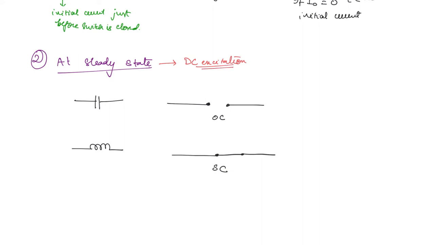So, just before the switch was closed, the capacitor was acting like a short circuit if there was no voltage. But at steady state, it will act like an open circuit. And for the inductor, just after the switch is closed, it will act like an open circuit, but at steady state, it will act like a short circuit. These two, if you can remember, then you can solve any problem in transients.